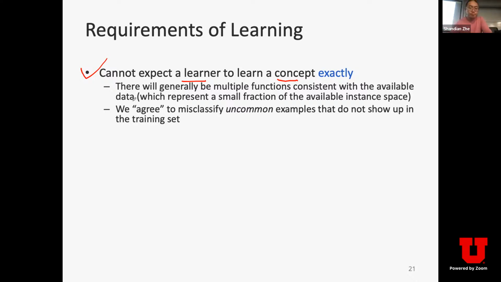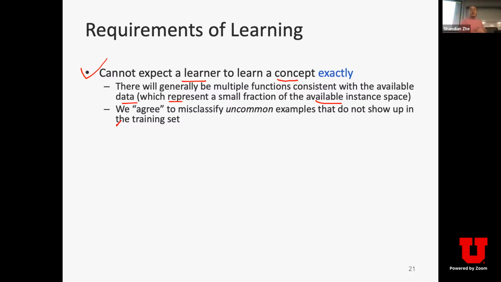So it's not realistic to assume that you're going to pick the right one from, say, 10 or 100 functions that all 100% recover the training labels. There will generally be multiple functions consistent with the available data. And this available data, the training set drawn from the data distribution, usually represents just a small fraction of the instance space. So you can't expect that, based on this small representation of the instance space, you can locate the exact ground truth.